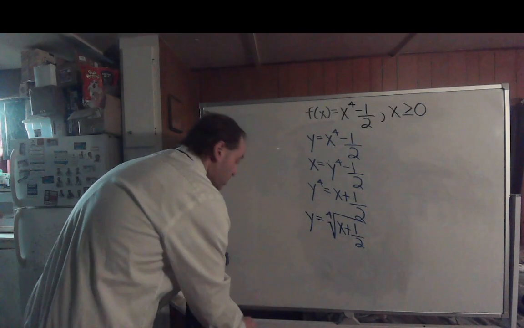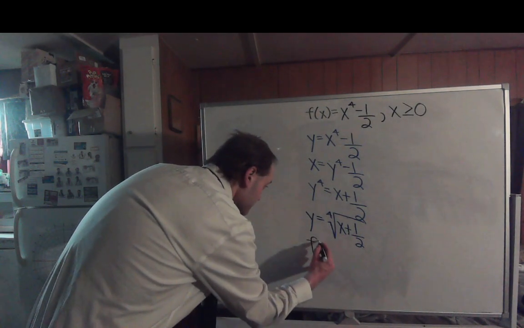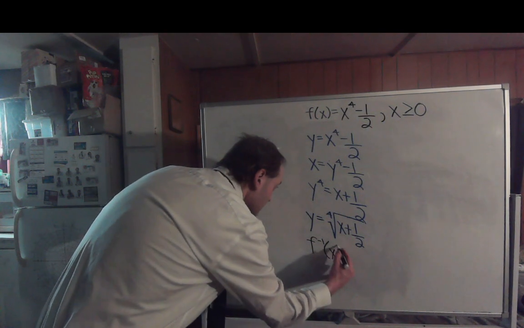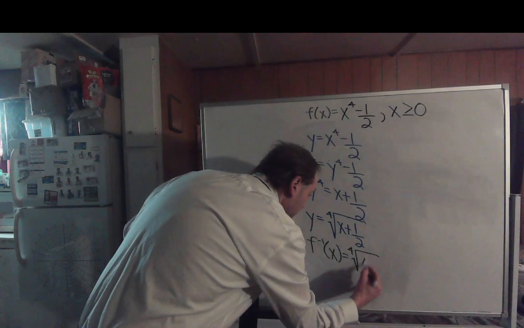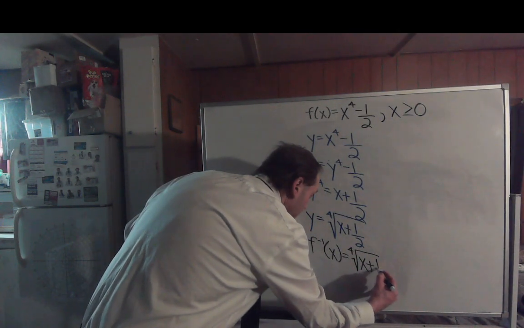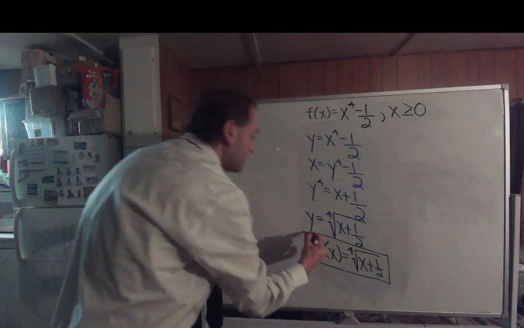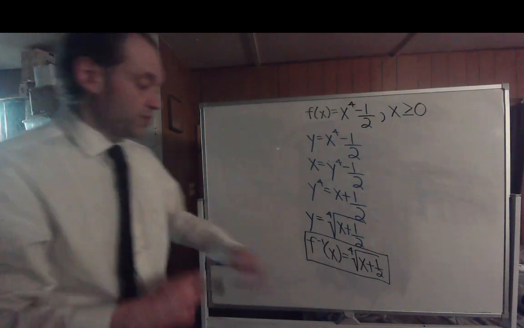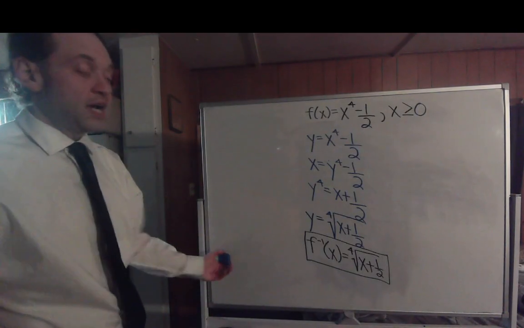So, in other words, f inverse of x would end up equaling the fourth root of x plus 1/2. So that would be your inverse function. f inverse of x equals the fourth root of x plus 1/2. So I have one more.